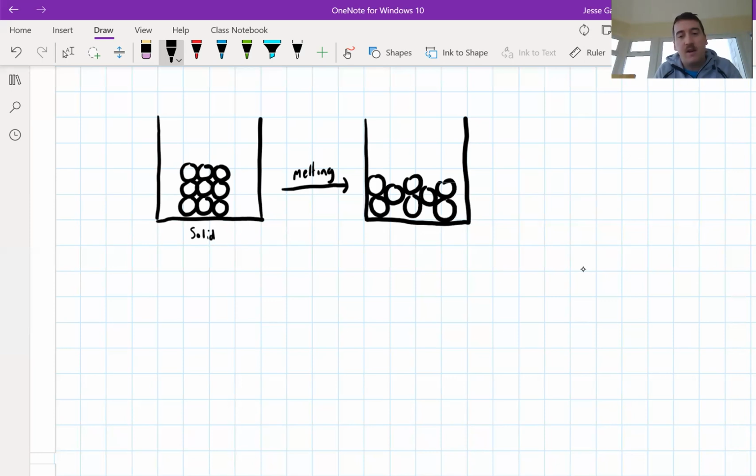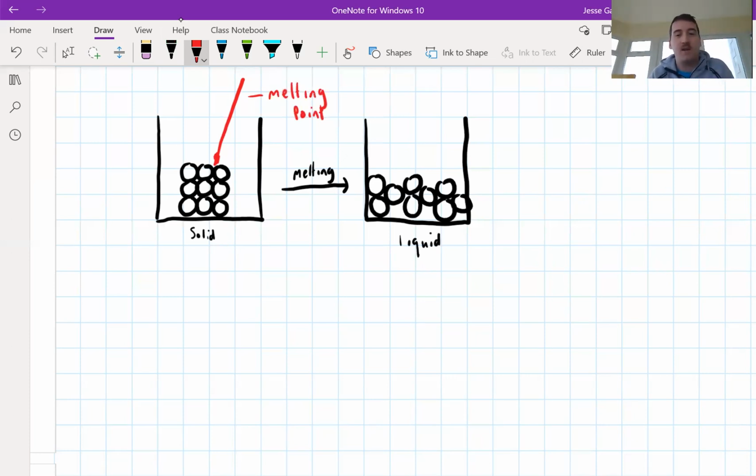Now, we could take a thermometer and add it to the solid to find out the temperature at which it started to melt, the temperature at which it went from being in a solid structure to being in a liquid structure. We would call the temperature that this happens at the melting point. So the melting point is simply a temperature at which melting happens, or any change of state.